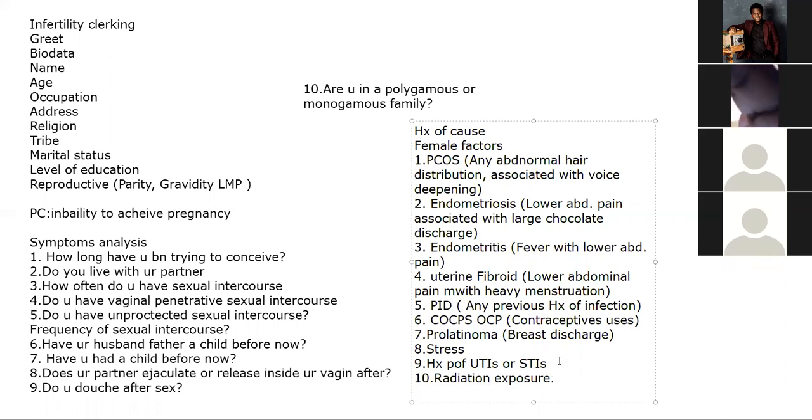So I think this is enough for female factors. Are you getting what I'm saying? There are a lot of causes. But this is enough. Even advanced age. Don't forget, advanced age is very important.